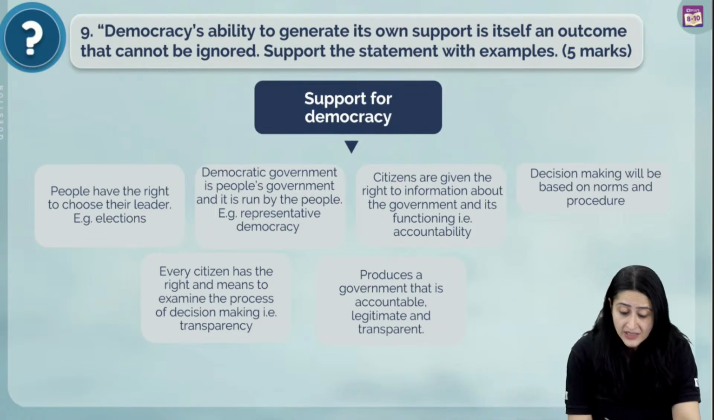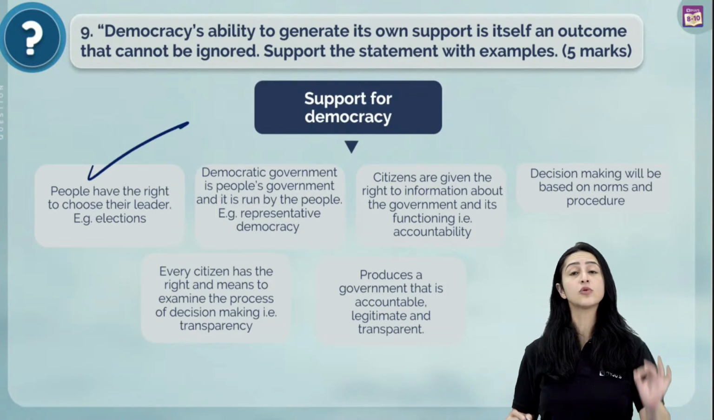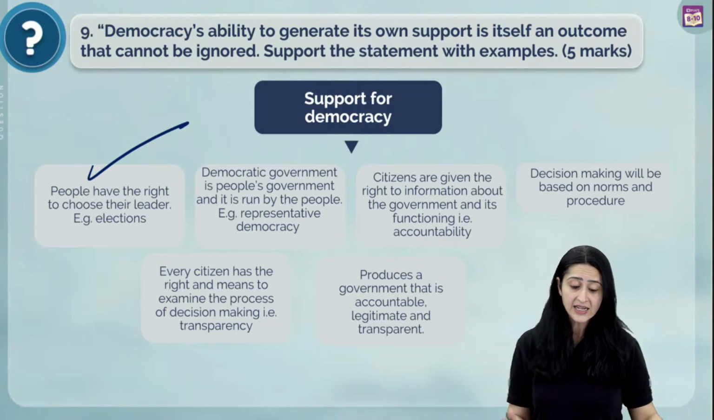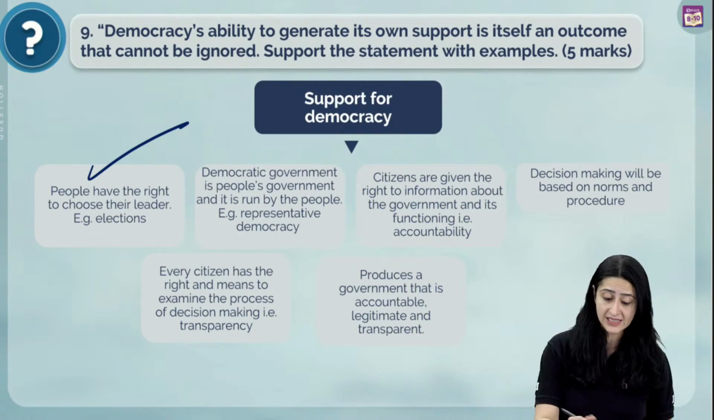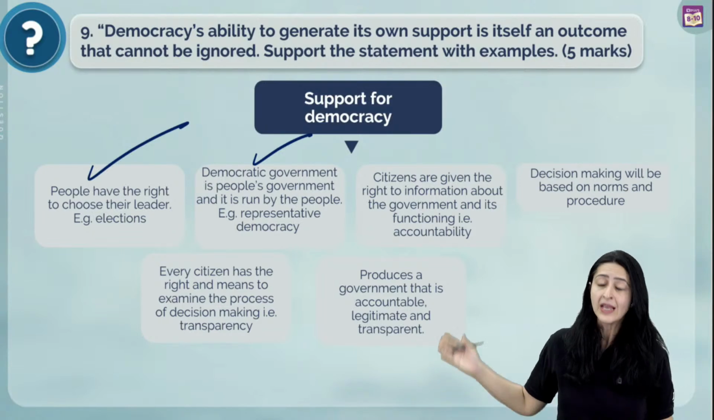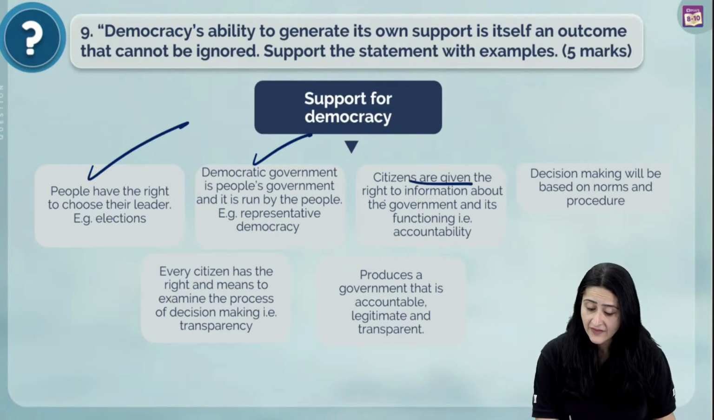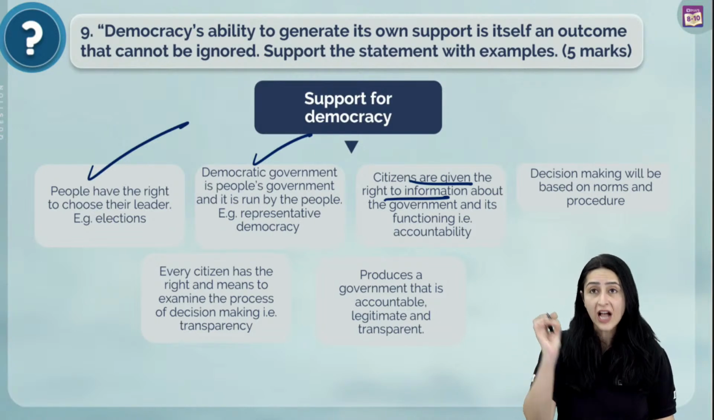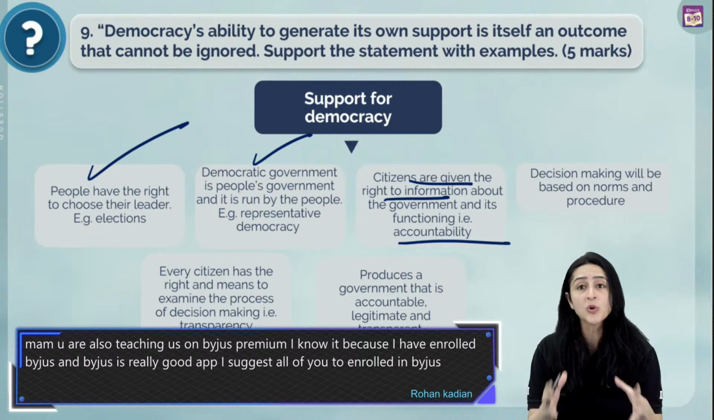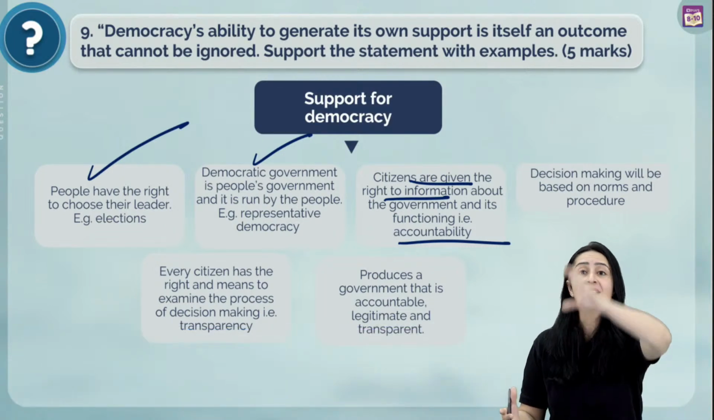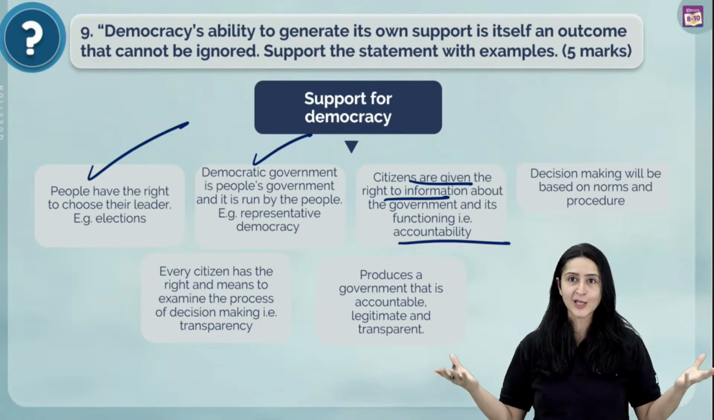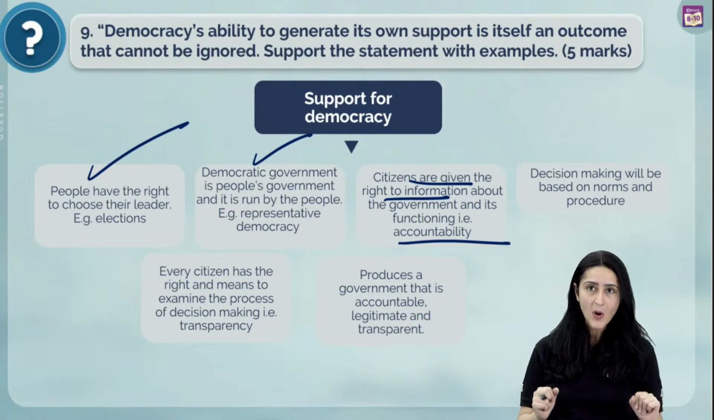People want democracies because in a democracy, they have the right to choose their own leader in the elections. So this is very important for the citizens. In a democratic government, this is a people's government and it is run by the people, for example, a representative democracy. In a democracy, citizens are given the right to information about the government and its functioning. So in a democracy, there is accountability, right? The people know the government is accountable to the people because it is a people system. It is a government by the people themselves. So that is why it is support for itself.